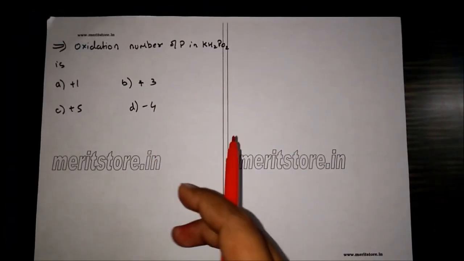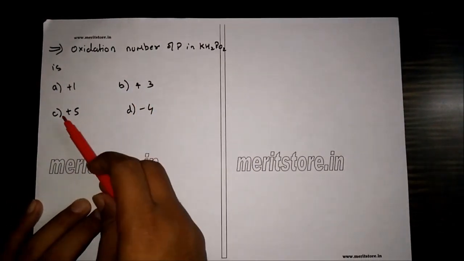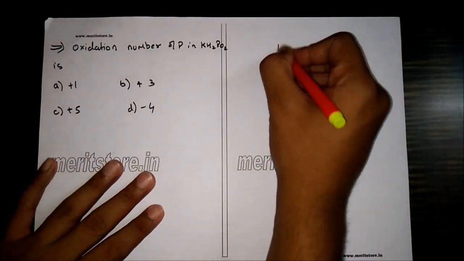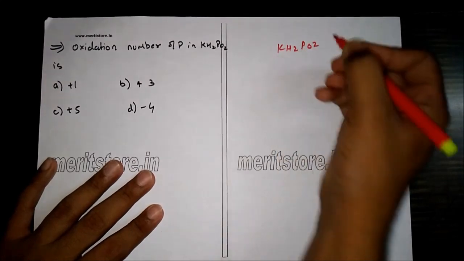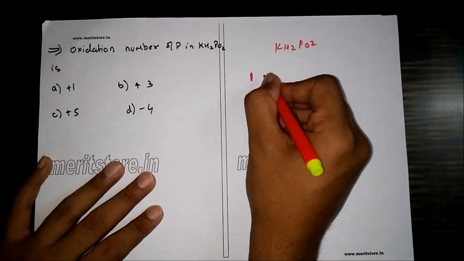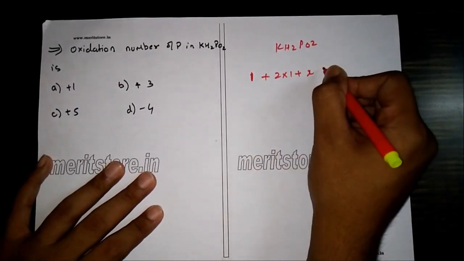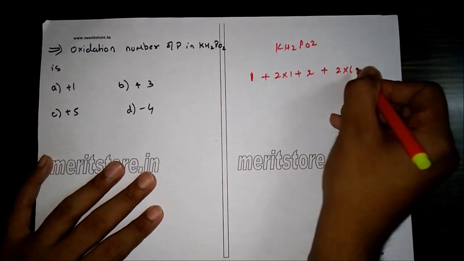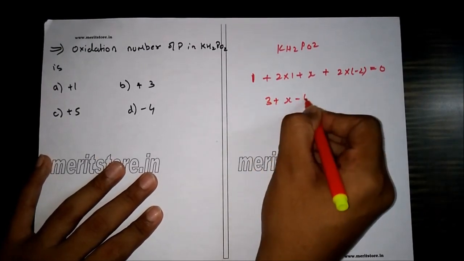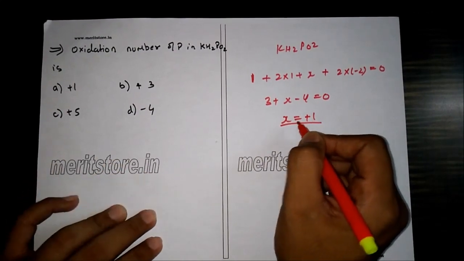Oxidation number of P in KH2PO2 is A +1, B +3, C +5, or D minus 4. Now let the oxidation state of P in KH2PO2 be X. Therefore, 1, which is the oxidation state of potassium K, plus 2 into 1, which is the oxidation state of hydrogen, plus X, plus 2 into minus 2, which is the oxidation state of oxygen, is equal to 0. Therefore, 3 plus x minus 4 is equal to 0. X is equal to +1. Therefore, the correct answer here is option A.